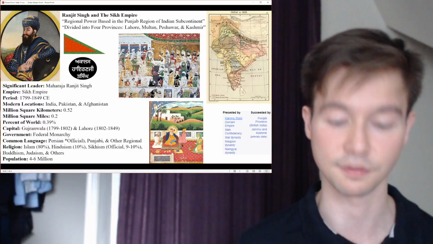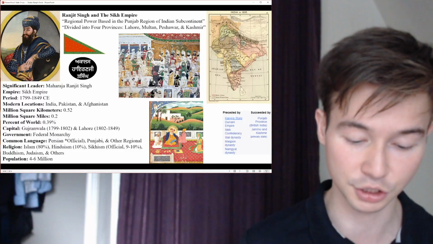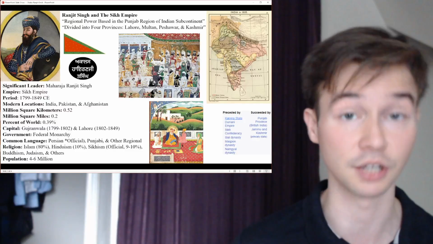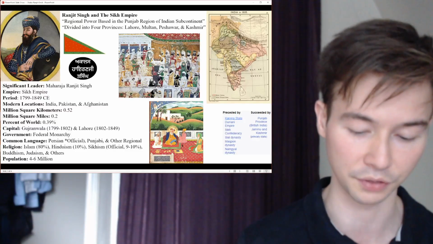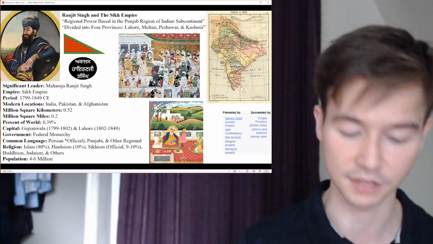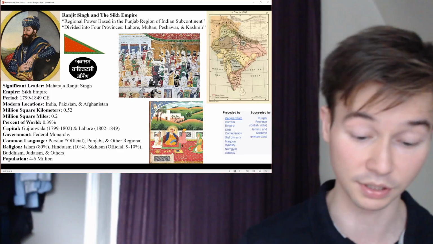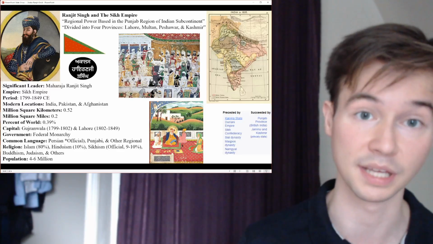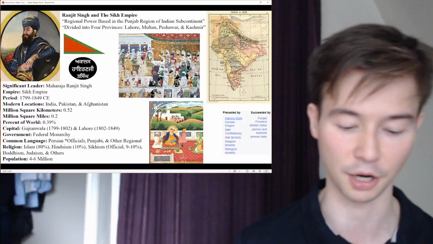The empire's rise and fall are closely tied to the leadership of Maharaja Ranjit Singh, whom we will highlight in a specific biography, who played a central role in the expansion and consolidation of the empire, and to the subsequent political dynamics following his death for the continuation of the empire.